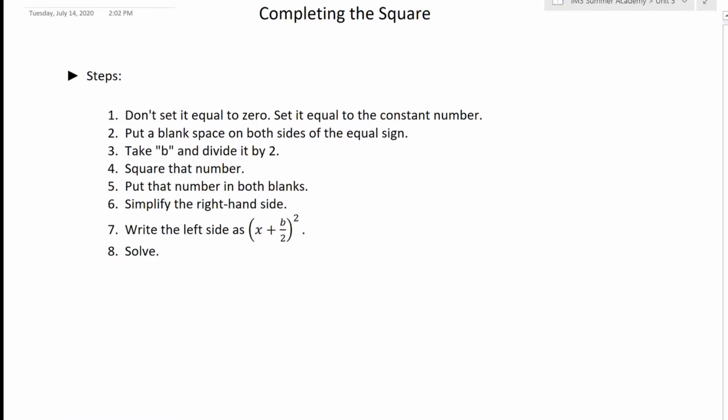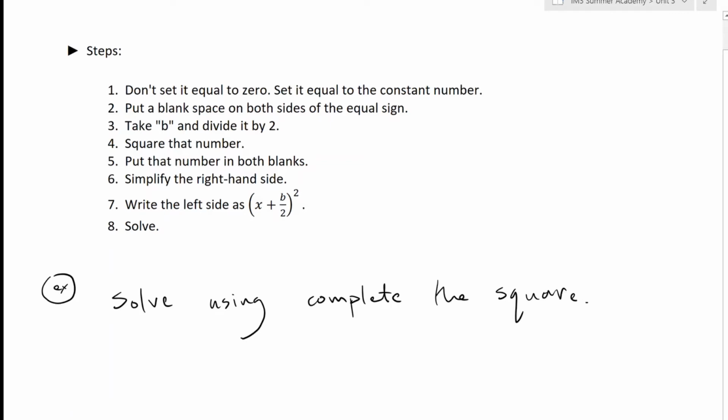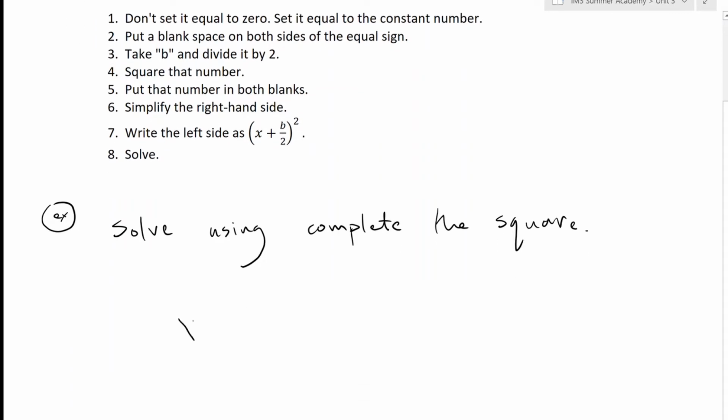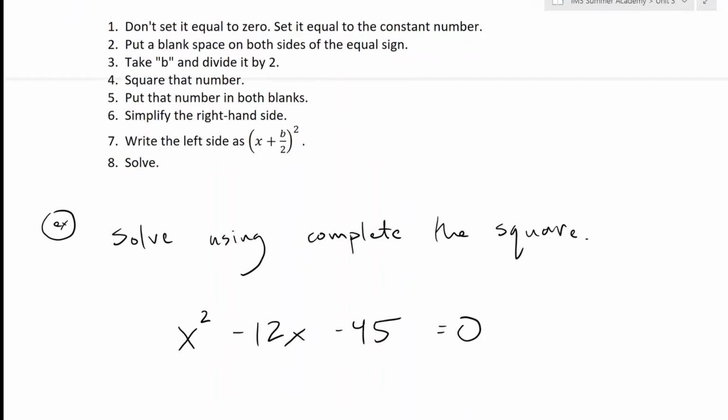So I've got the steps, and we're going to apply those to our first problem here, and it's going to tell us solve using complete the square. So we're locked in, we've got to use complete the square. Here we go. So our first example, x squared minus 12x minus 45 equals 0. Now looking at this, if they hadn't told us to use complete the square, x factor looks really good for this. There's 3 terms, it's in standard form, it's set equal to 0, this thing's ready to go. Unfortunately, they do tell us complete the square. So let's follow the steps.